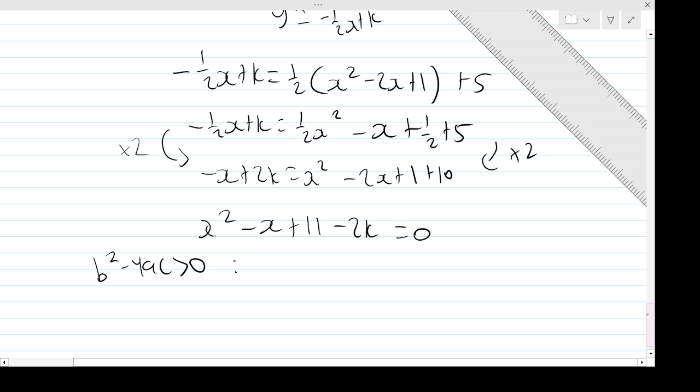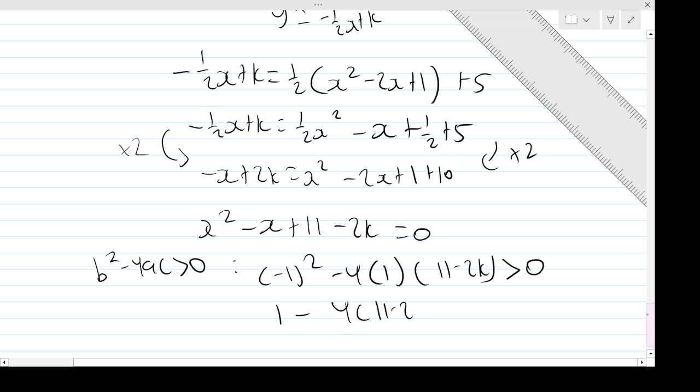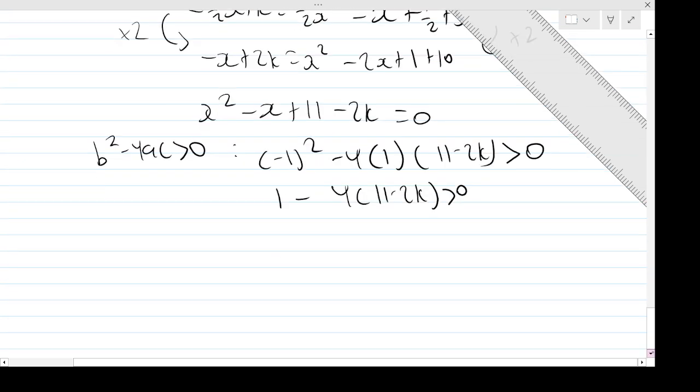Therefore, the discriminant b squared is minus 1 all squared, minus 4 lots of 1, and then 11 minus 2k, because that's the number at the end. And that's to be greater than 0. And then we can just simplify this. So that'd be 1 minus 4 lots of 11 minus 2k. And then we can expand this out to get 1 minus 44, so times 4 by everything in the bracket.